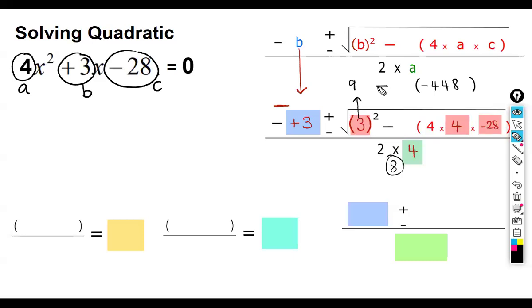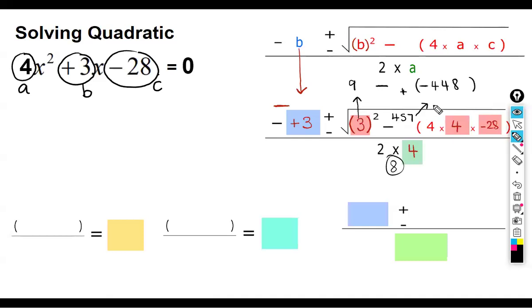What's going to happen here? These two negative signs are going to touch. So you're going to end up with what? 9 plus 448. I'm getting this underneath the square root sign. 457. And then what we have to do with that? We have to square root 457. Sorry for the clutter there.